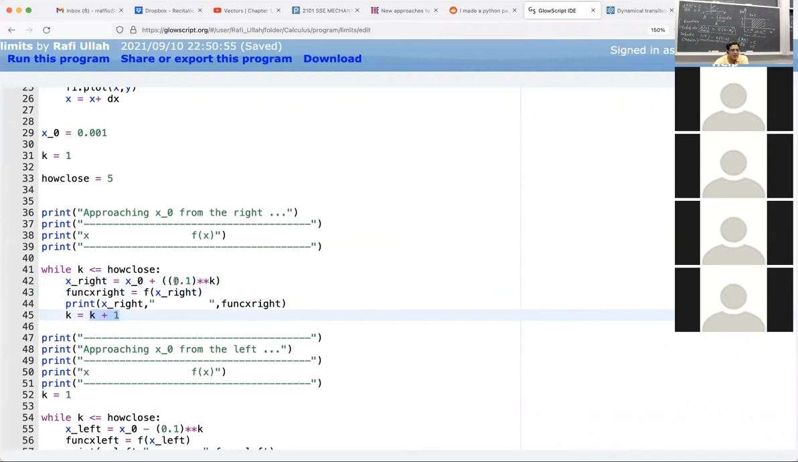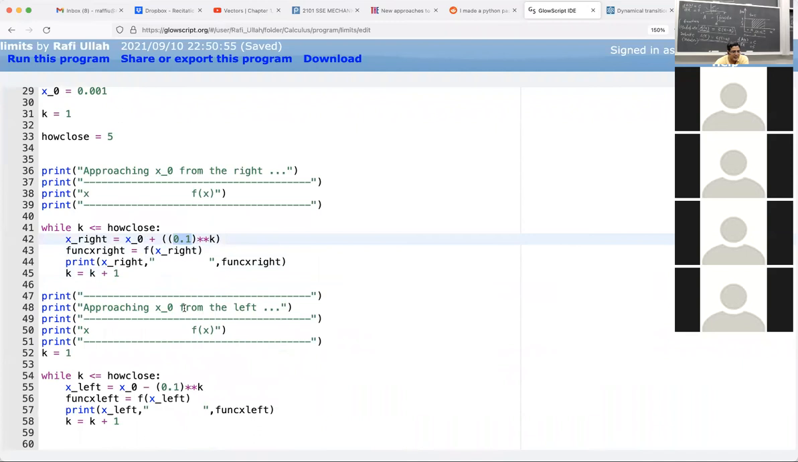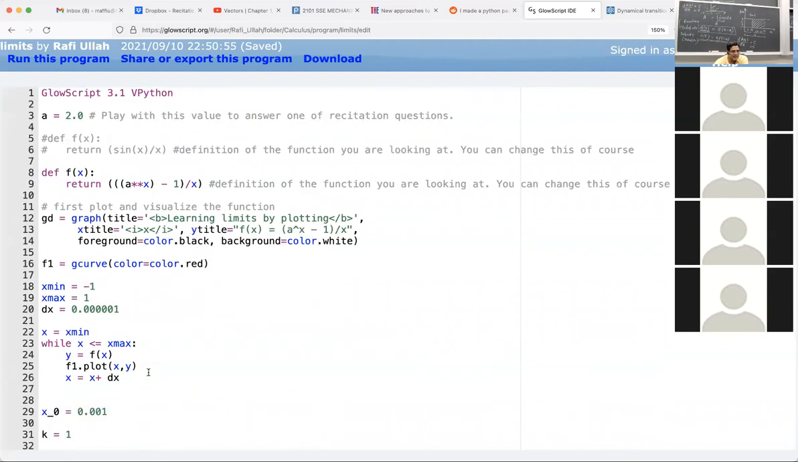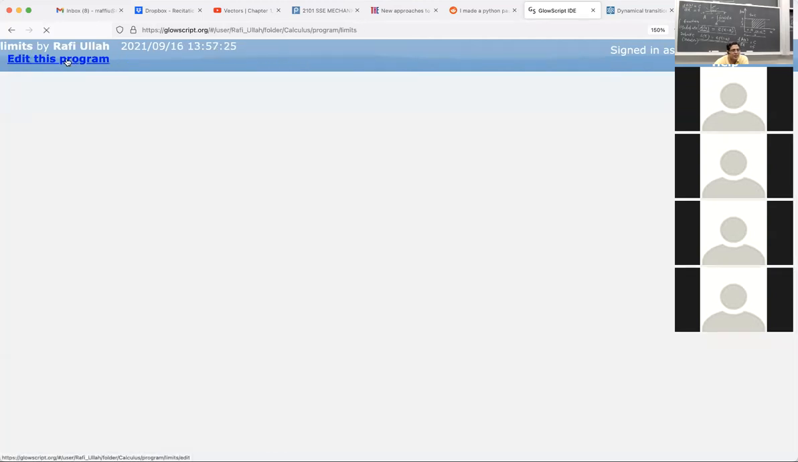A bigger and bigger power of a number less than 1 gives us a smaller and smaller number. Okay, and this would be the limit from the right, and here we have the limit from the left. Let's run this program and see what we get.